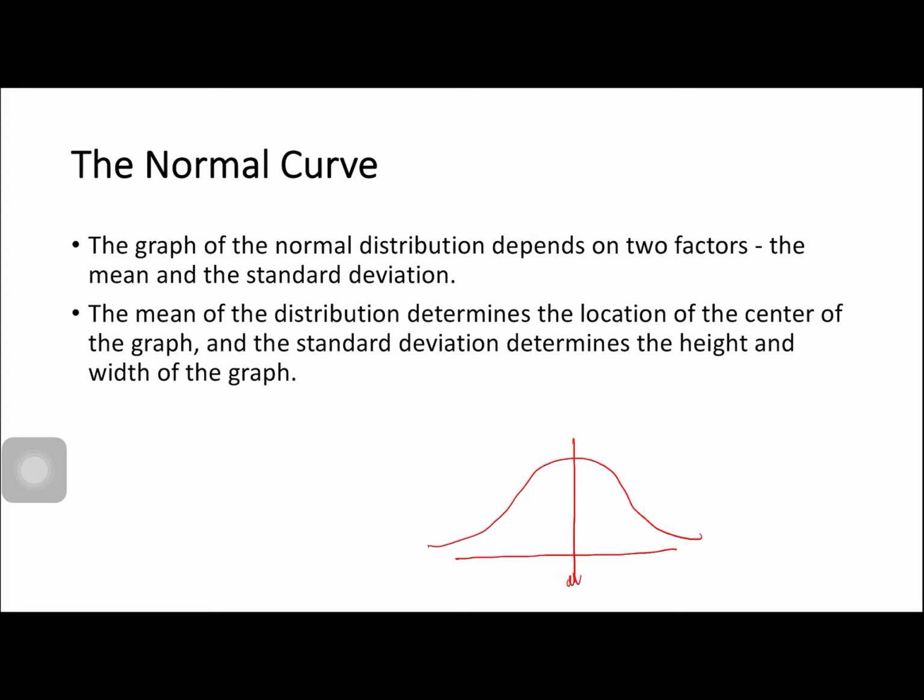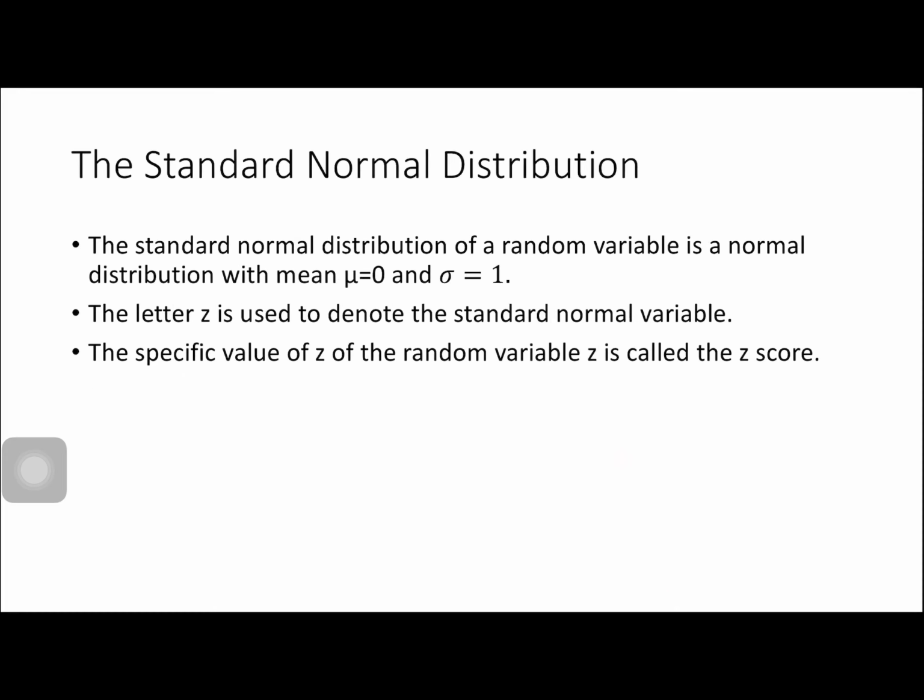So here, again, our normal curve, our mean is at the center, and the spread of our data, okay, this is our number of standard deviations. For the standard normal distribution of a random variable, it is a normal distribution with mean mu equal to 0 and sigma equal to 1. So the letter z is used to denote the standard normal variable. The specific value of z of a random variable z is called the z-score.